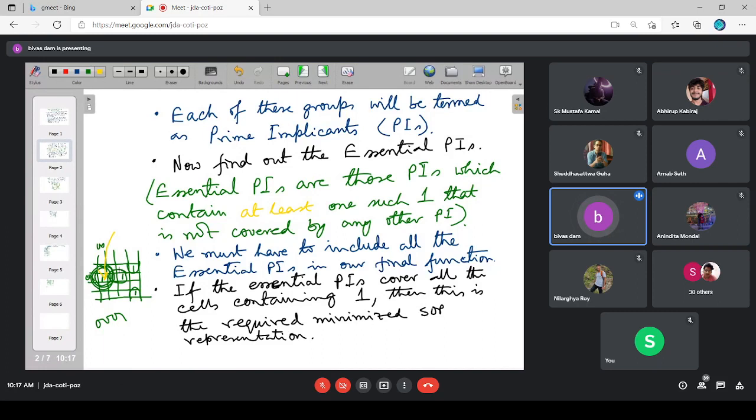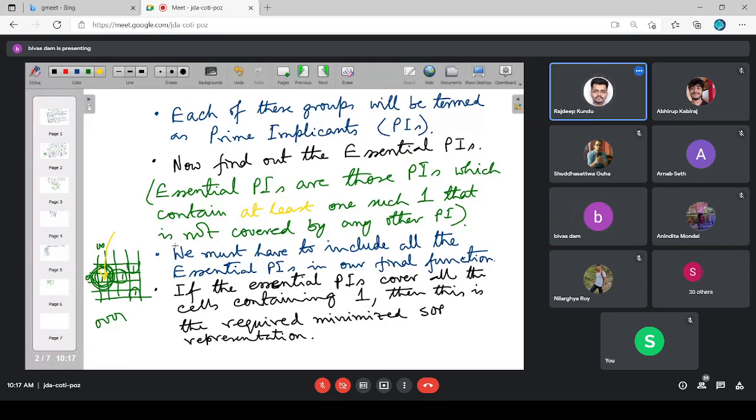Okay, so that's what now I will say, that if I have several essential PIs, I must include all those essential PIs in my function realization. If I fail to include one essential PI in the final function realization, what will happen? Apply common sense. If I fail to include one essential PI in my function realization, what will happen?